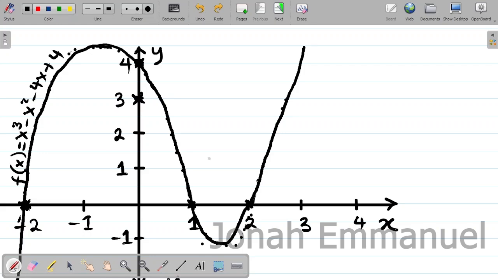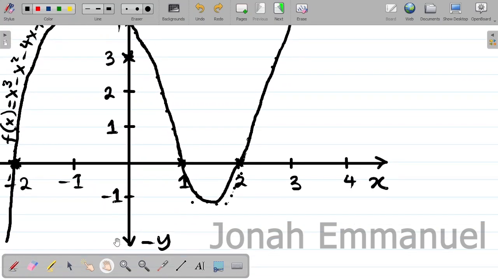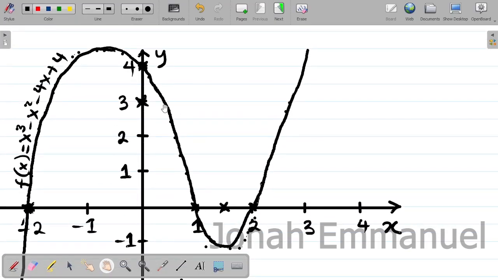Okay. Second point is that when y is 0, x is 1.5. 1.5 is halfway between 1 and 2. This is 1. This is 2. Halfway will be 1.5. Somewhere around here will be 1.5. That's it. Okay. So let's put in that 1.5 there, halfway. Somewhere around here. Okay. I'll call this 1.5. All right. So this point here is 0, 3. Here is 1.5, 0.